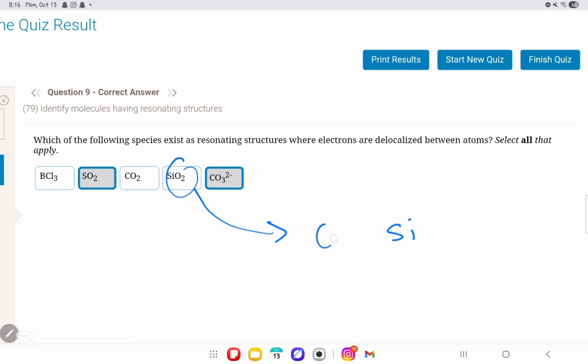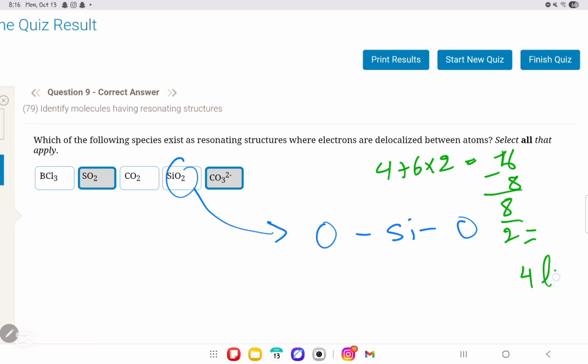We now move on to SiO2, which I said would be the last example I'm gonna do. So SiO, single bond, single bond. Si is in group 4. So 4 plus 6 times 2, that's gonna be 16. Minus the number of electrons bonded, so that's 8. So that's gonna be 8 electrons divided by 2, that is 4 lone pairs. Actually, how did I get 8? My bad, it's 4. 16 minus 4, that is 12.